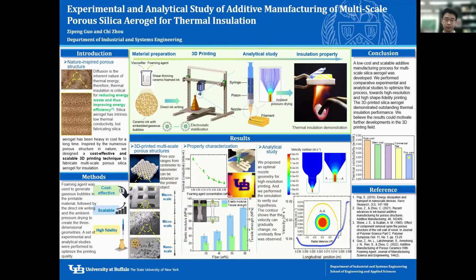printable material. It is very similar to the detergent that we use for washing and cleaning. The foaming agent can create air bubbles in the printable materials, and after 3D printing and ambient drying, the air bubbles convert to empty pores. Then we can obtain the silica aerogel in three-dimensional porous structures.